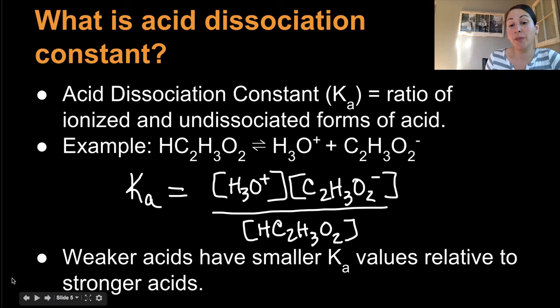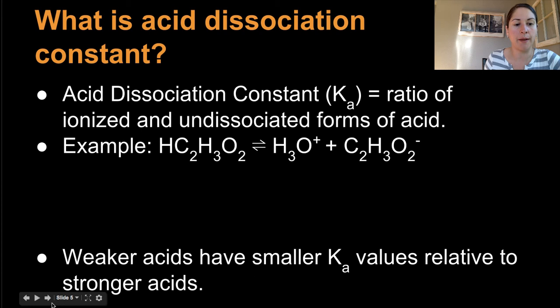Weaker acids have smaller Ka values relative to stronger acids. So we can look at this on a relative scale to one another on how strong or weak they are to one another. And that's something that might be helpful from time to time.